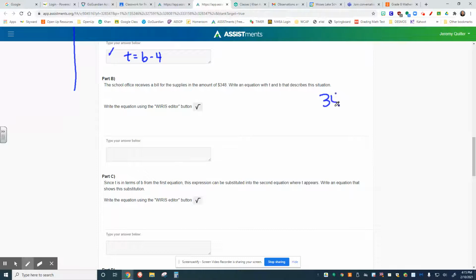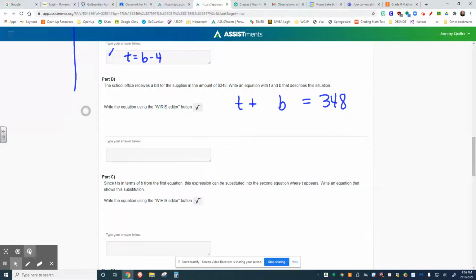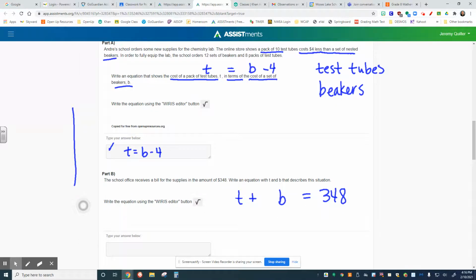Not the most important thing, it's all part of it, but $348 is the total bill. I have a certain cost that goes with the test tubes, and then I have a certain cost that goes with the beakers. But the question is, how much is each? Well, if we remember back to the previous problem, we talked about how the test tubes cost $4 less than the set that's nested. So we have this one equation already.